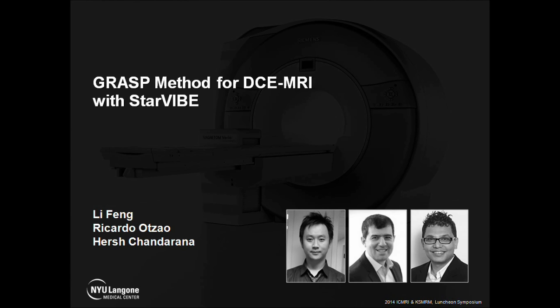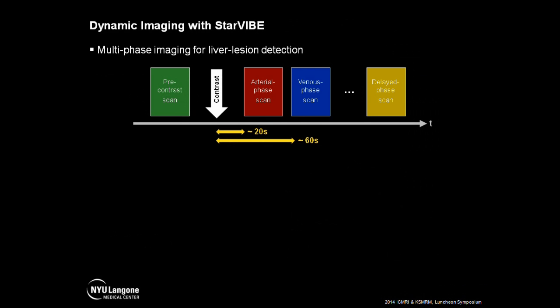And this first research project is a collaboration with Li Feng, Ricardo Otazo, and Hersh Chandarana. Now, a certain drawback of these radial acquisitions is that the scan time takes somewhat longer. For many clinical applications, this longer scan time is not a problem, but there are some applications where the slower scan speed is a problem. And one of these applications is dynamic liver imaging.